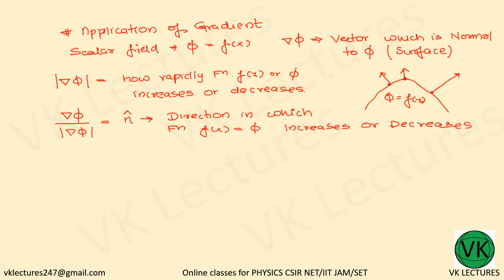So the vector n cap only gives the direction where the function decreases or increases, and the magnitude tells you how rapidly it increases. For example, if you consider this as a hill, what is the steepness of the hill? You are actually finding out the slope, the slope of a curve or of the function. The higher the magnitude, the higher the slope.